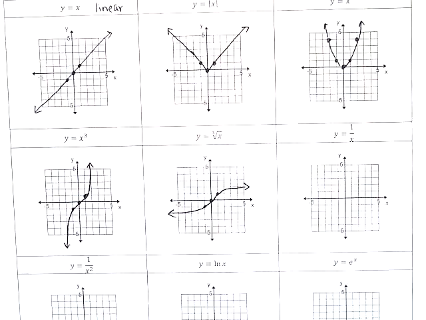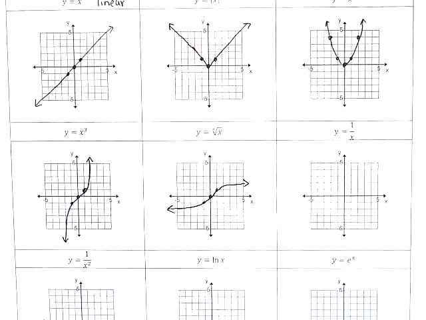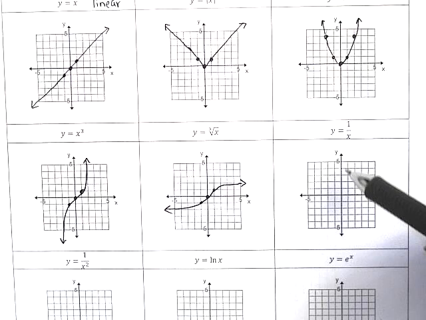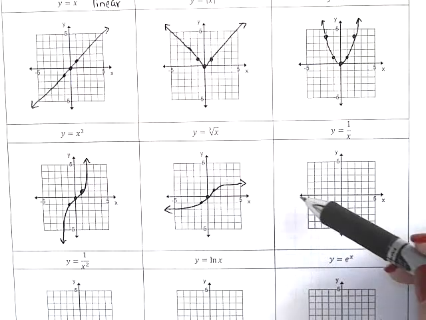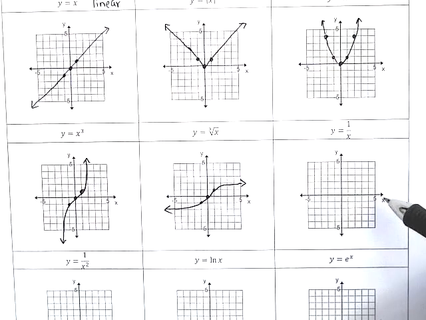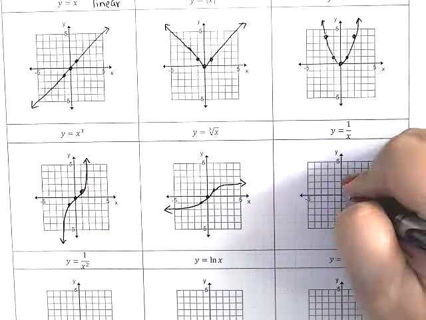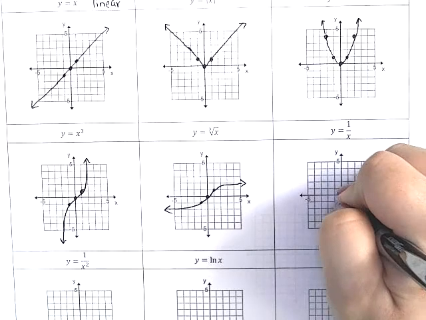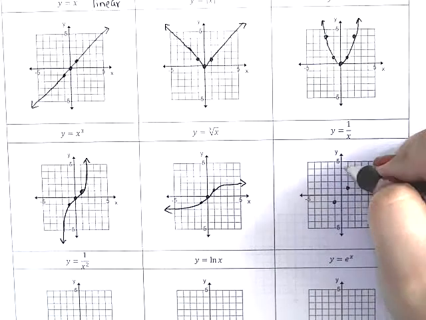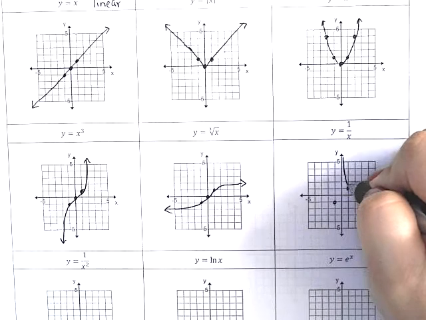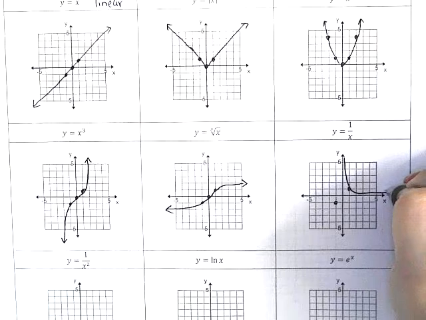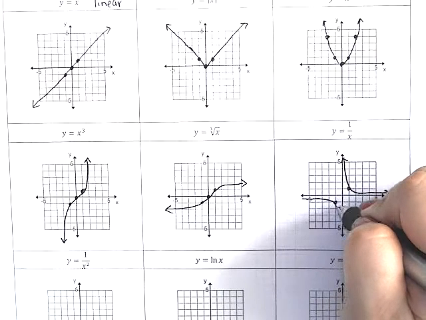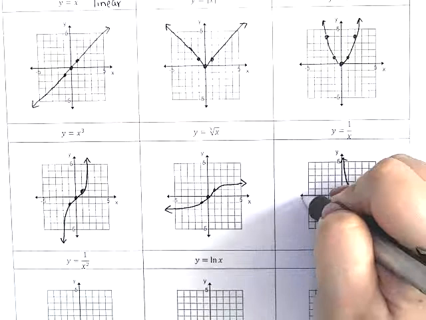Y equals 1 over x is the inverse function, so that you should recognize as having two asymptotes, a vertical one at x equals 0 and a horizontal one at y equals 0. It has the point 1, 1 and -1, -1, and then it has two branches.